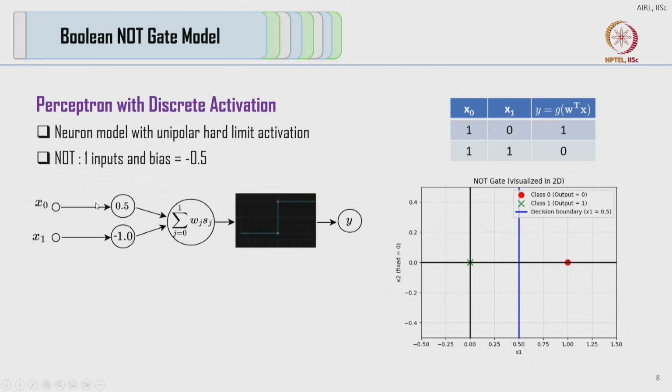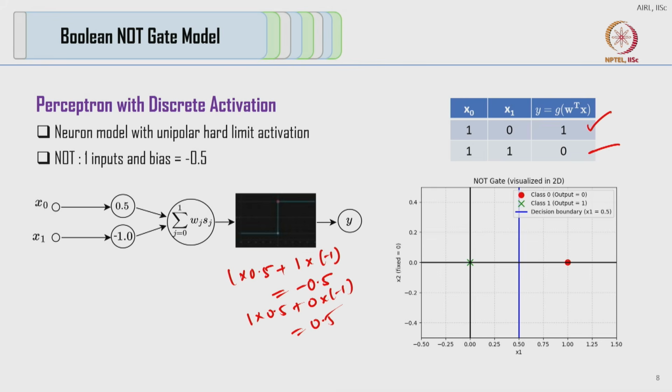Let us look at 1 and 0. 1 into 0.5, that is what we are doing, right. 1 into 0.5 plus 1 into minus 1. So, if you look at it, this will be minus 0.5, so this will give 0. Whereas, if you look at 0 into 0.5 plus 1 into minus 1 hmm, for the other input, 1 into 0.5 plus 0 into minus 1 will give 0.5. So, the output is 1. So, I can easily represent the NOT gate.